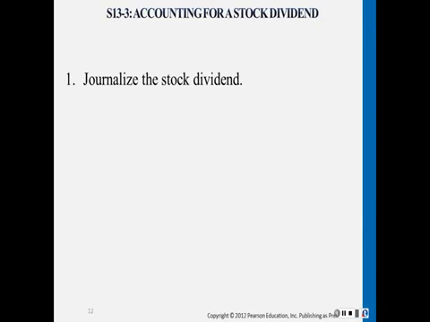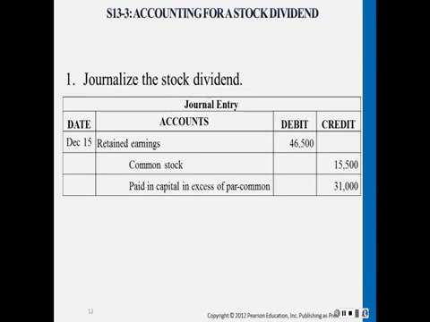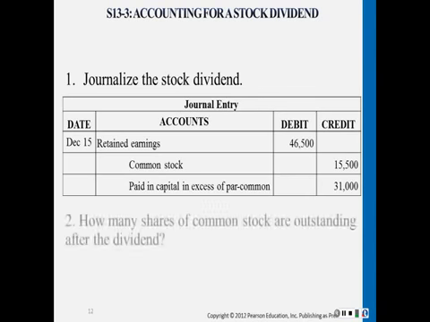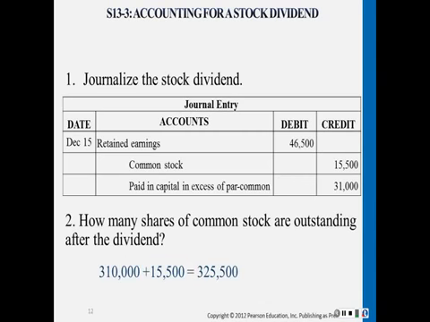Journalizing the stock dividend, retained earnings would be a debit for $46,500. Common stock is a credit of $15,500, and paid-in capital in excess of par common is $31,000. How many shares of stock are outstanding after the dividend? You take 310,000 shares plus 15,500, and that is 325,500.